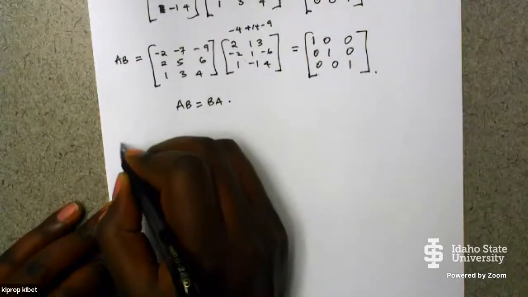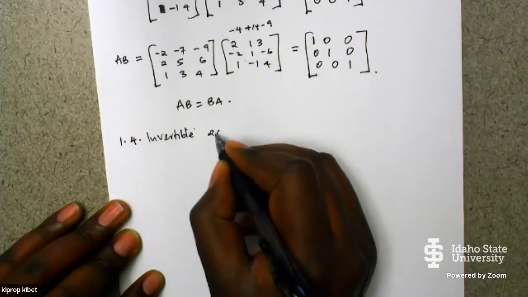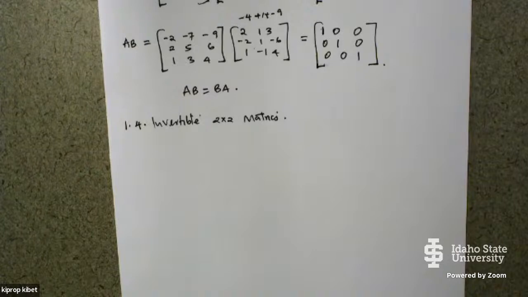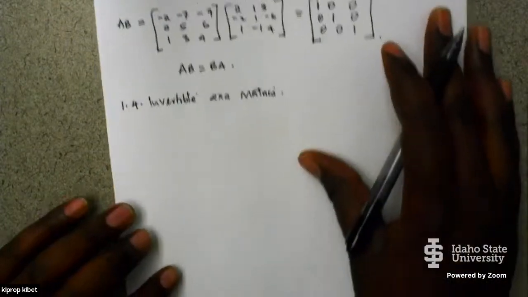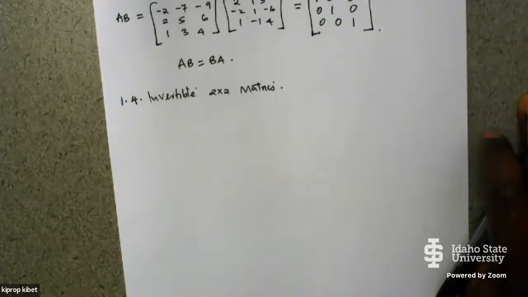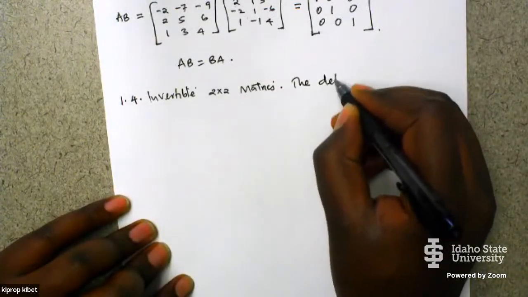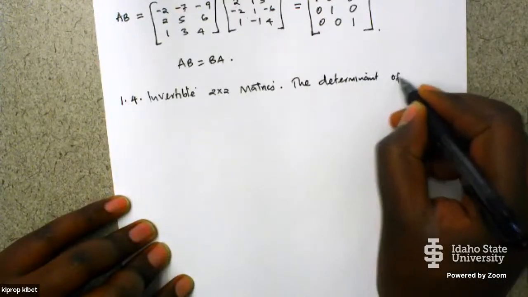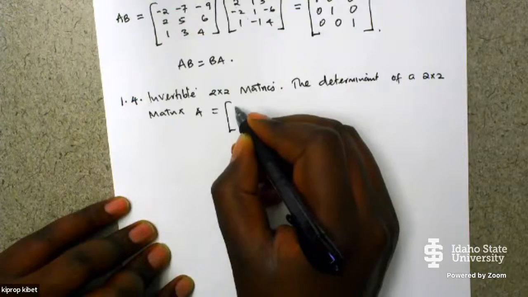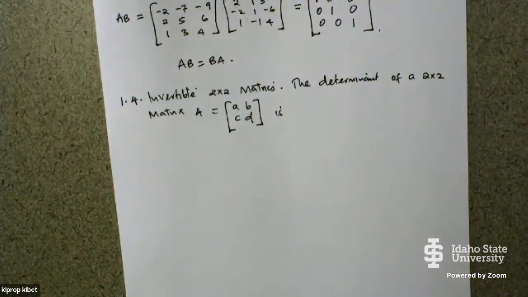Okay, let's now look at 1.4, which is invertible 2 by 2 matrices. Now, if we have a matrix which is a 2 by 2, how should we get the inverse of a 2 by 2 matrix? So the determinant of a 2 by 2 matrix A, which is the same as A, B, C, D, how should we get the determinant?